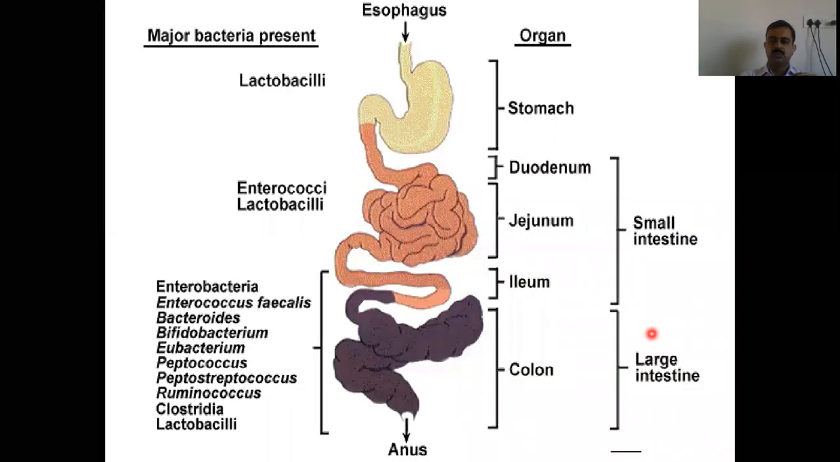You can see here the majority of the bacteria which are present: lactobacilli inside the stomach, Enterococci and lactobacilli inside the duodenum and jejunum, and in the ileum and the colon, these bacteria are present. What are those? Enterobacteria, Enterococcus faecalis, Bacteroides, Bifidobacterium, Eubacterium, Peptococcus, Peptostreptococcus, Rhodococcus, Clostridium, and Bacillus. So a large number of bacteria reside inside the colon, basically inside the large intestine.